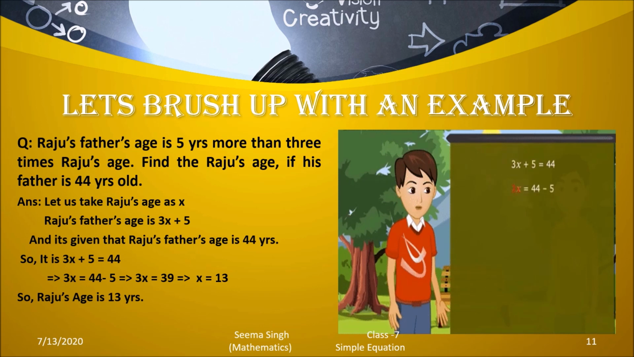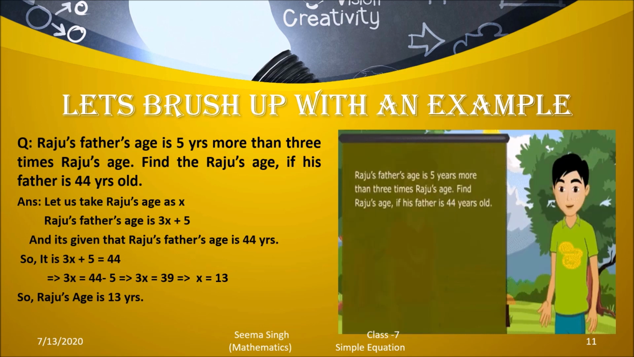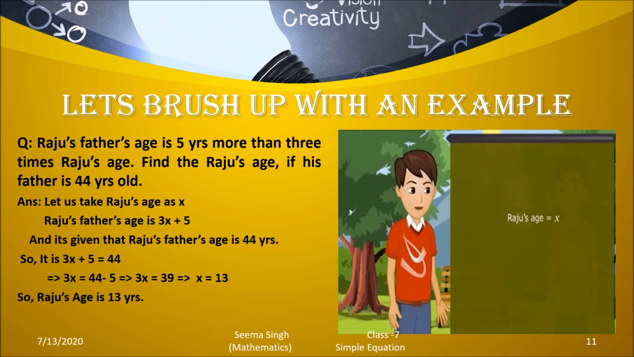It's also given that his father is 44 years old. So we get the equation 3x plus 5 equals 44. On transposing 5 to the other side, we get 3x equals 44 minus 5, which gives us 3x equals 39. On dividing 39 by 3, we get the value of x as 13. So Raju's age is 13 years.